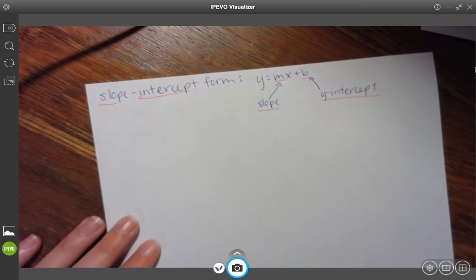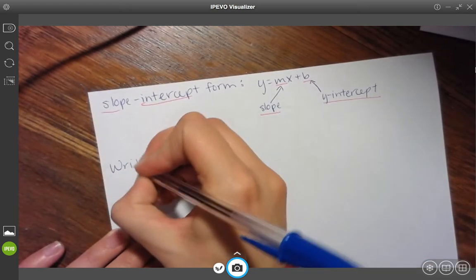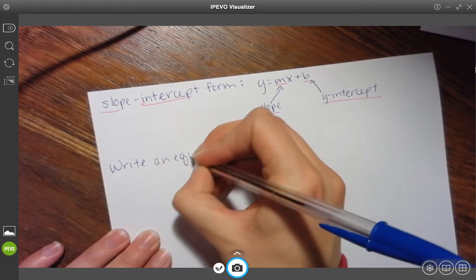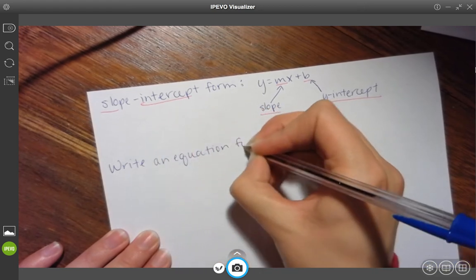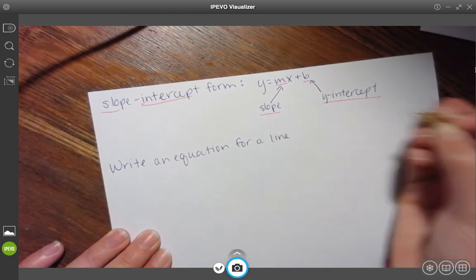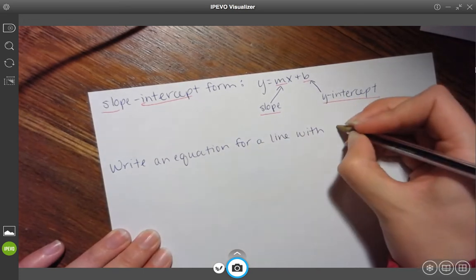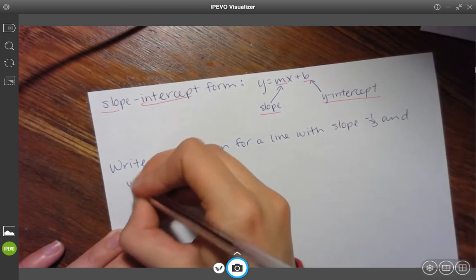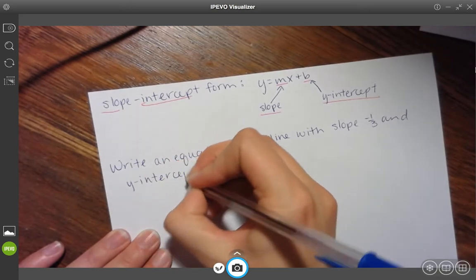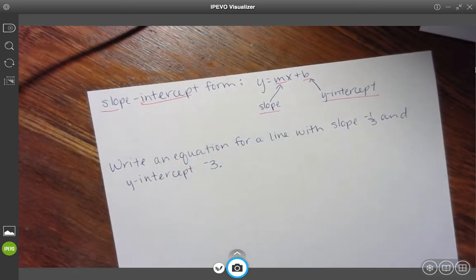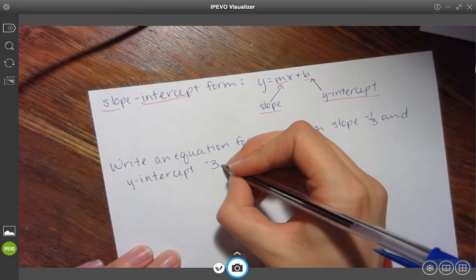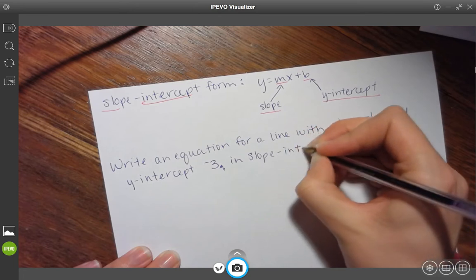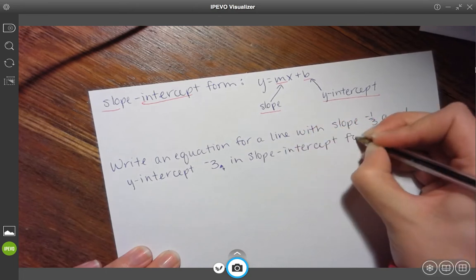Okay, so if I were to say, write an equation for a line with slope -1/3 and y-intercept -3, okay? Oh, I don't want that period there. I want that in slope-intercept form, okay? That's right, because we're talking about slope-intercept.